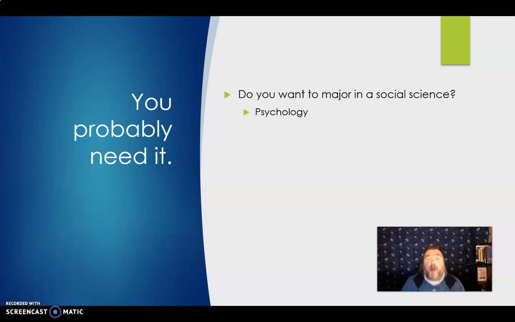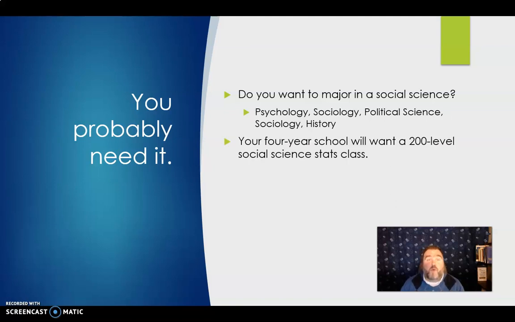Well, first of all, you probably need it. Do you want to major in a social science at your four-year institution? Maybe you're going to be a psychologist. If you want to major in psychology, you definitely need this class. But other social sciences, economics, political science, sociology, history, all of these are majors that often will require a 200-level social science stats class. Math 103 isn't going to do it because that's not a class about research methods in social sciences. The math class, probably not going to fulfill your requirement.